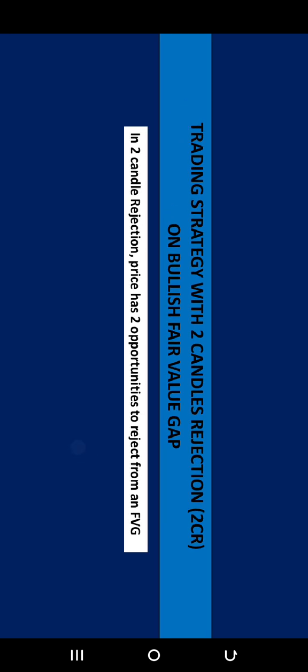Now, let's move on. How do you now trade with two candle rejection? Trading strategy with two candle rejection on bullish fair value gap. So we first of all start with bullish fair value gap first. Now, in two candle rejection, price has two opportunities to reject from a fair value gap. I am going to be simplifying that for you. You will understand it in a little bit.